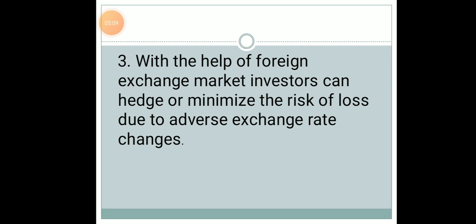Hedging means to cover from risk. If you are covered from the risk arising out of variation in exchange rate between different currencies, then you are said to have hedged. So you are hedging against the risk. You are covered from risk.